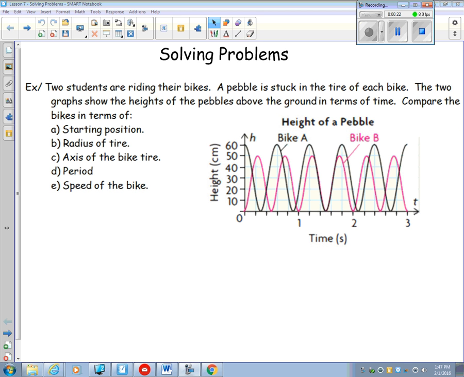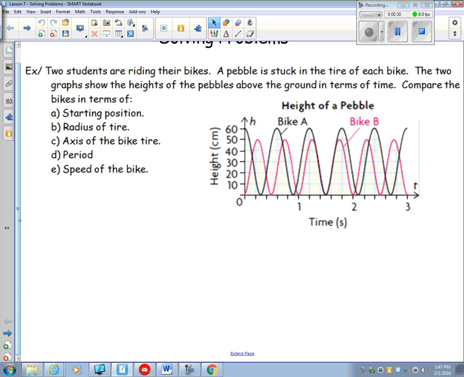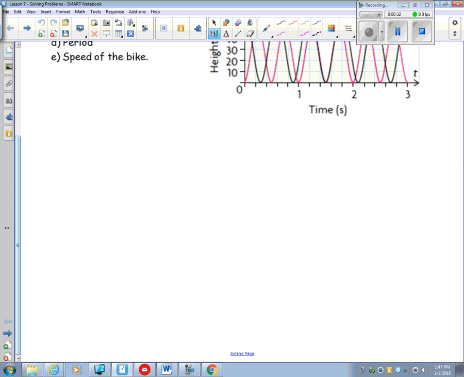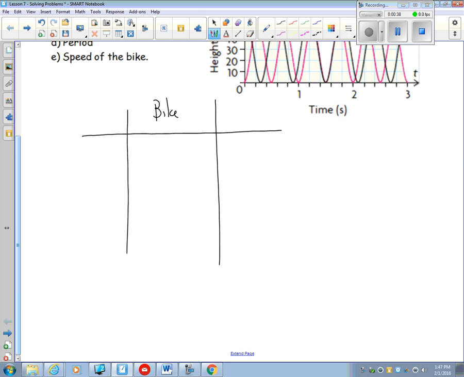As we've said in the past, anything with a circle over time is going to make a periodic curve. Okay, so I want to compare these two things. So we have bike A and bike B. So I'm going to make a little table. I think it's a good way of comparing things. So call this bike A, and this one will be bike B. And the first thing we want to do is compare our starting position.